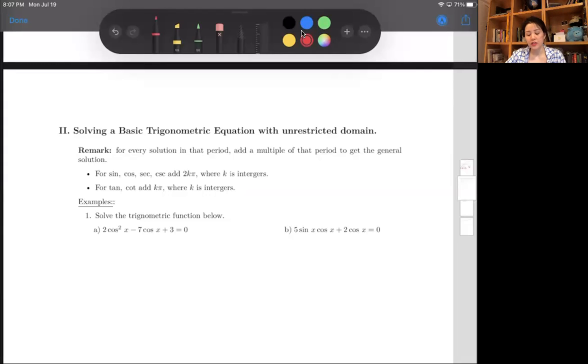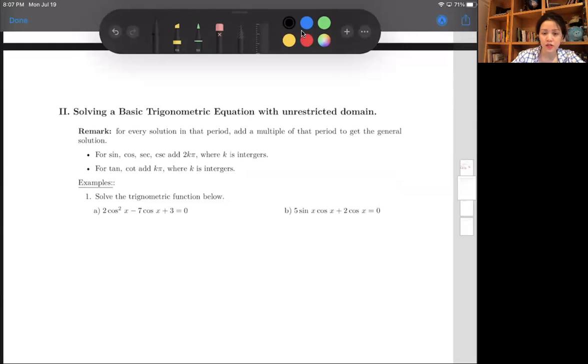Let's take a look at the first problem. I have 2 cosine squared x minus 7 cosine x plus 3 equals 0. If you look closely, this is a quadratic equation, because we have a square term, a first degree term, and a constant. If it's not easy for you to factor in the cosine form, you may want to let y equal cosine x. Maybe it's easier for you to use substitution.